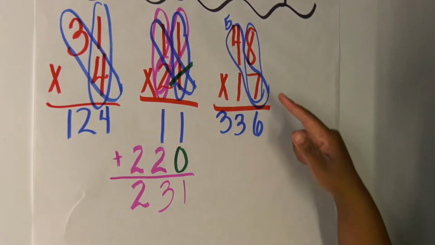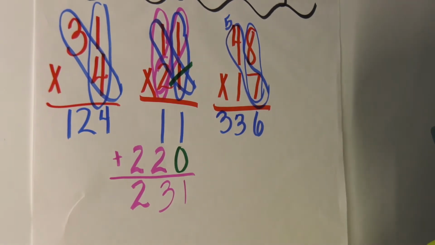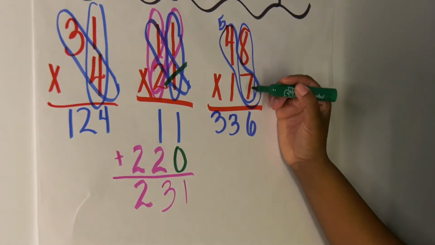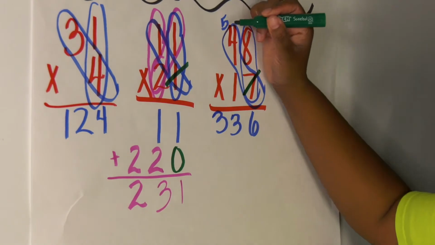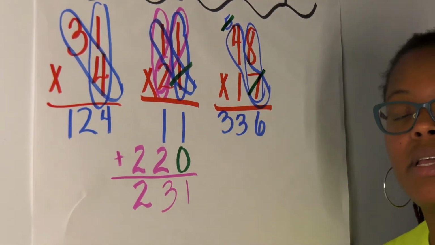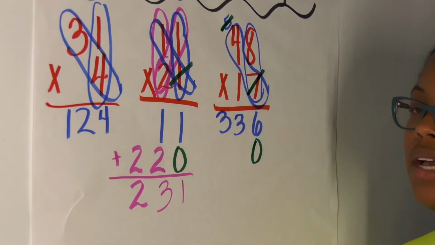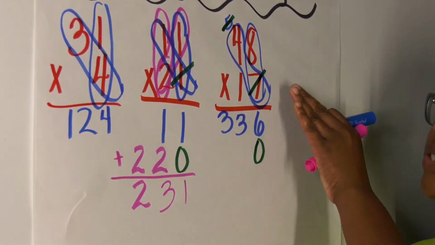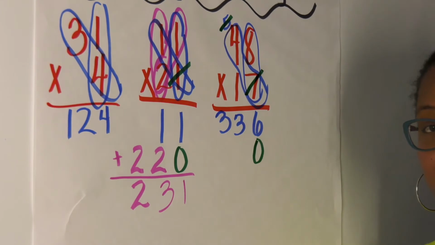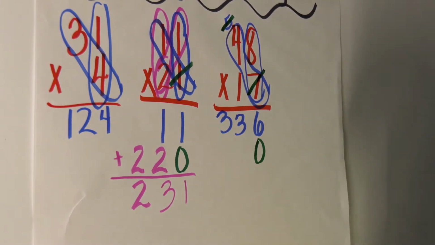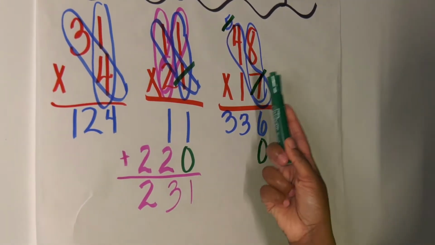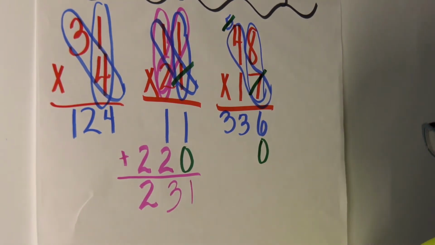So now that we're done with the ones place, I'm going to do 2 things. I'm going to cross out the 7 and I'm going to cross out that 5. Why? Because I don't want to use it twice. And then I'm going to drop my 0 down here in the ones place because I'm done multiplying my digits with everything in the ones place. Now we want to shift to the tens place.